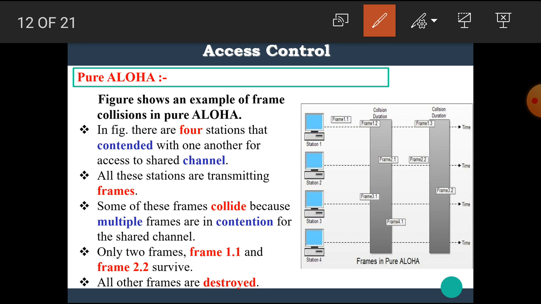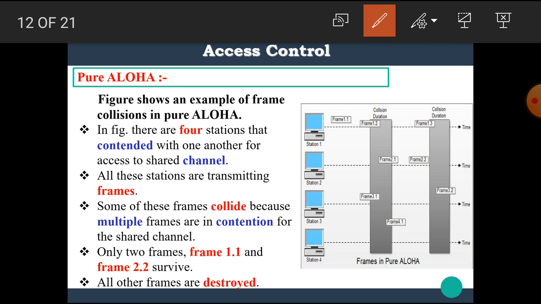The figure shows an example of frame collision in pure ALOHA. In this figure, there are four stations that contend with one another for access to a shared channel. That means there are four stations: station 1, station 2, station 3 and station 4. All these stations are transmitting frames. Some of these frames collide because multiple frames are in contention for the shared channel. Only two frames, frame 1.1 and frame 2.2, survive. All other frames are destroyed.